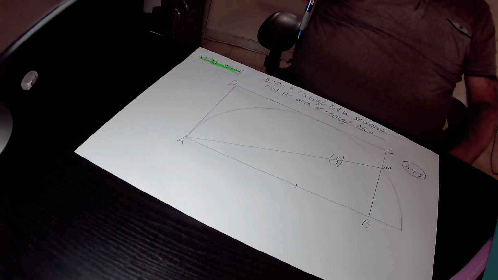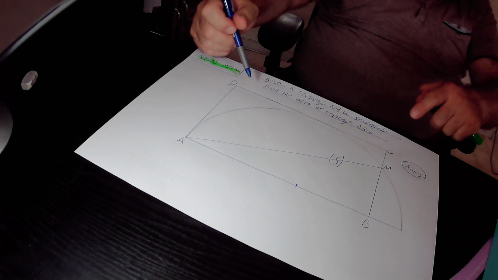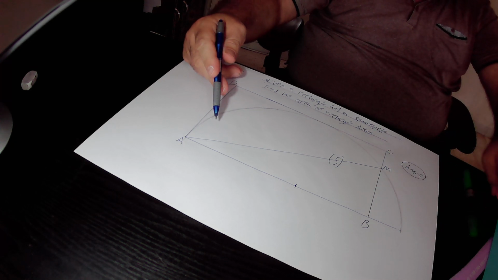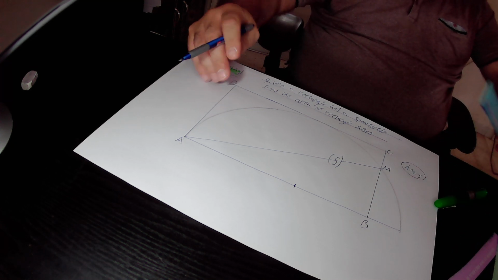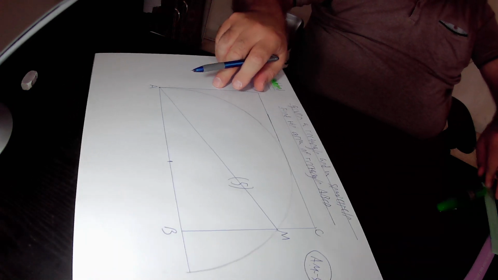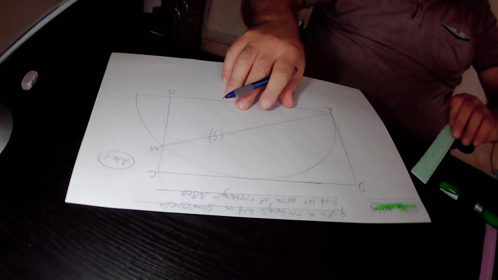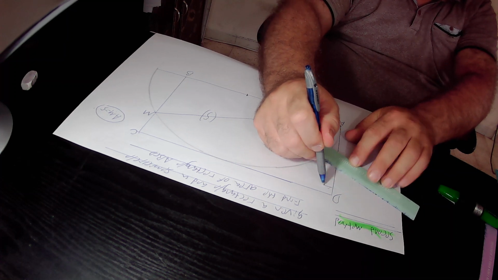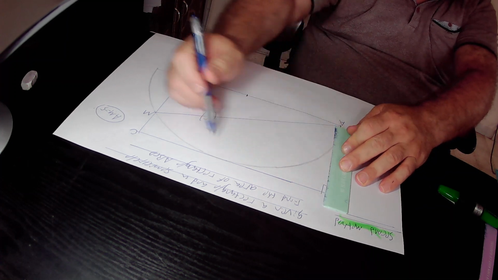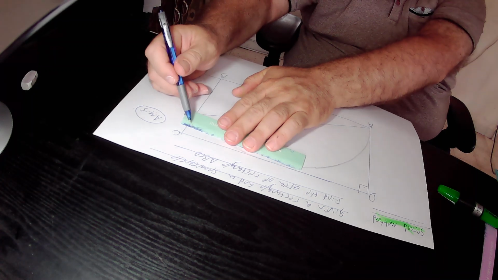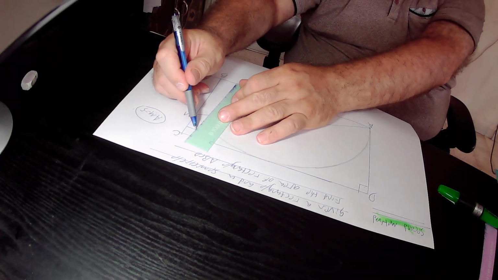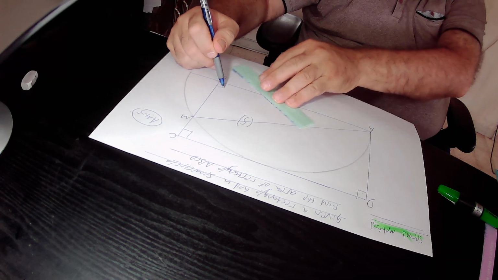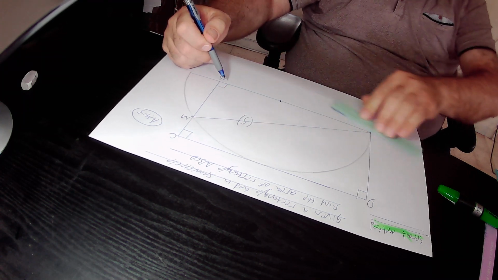Because ABCD is a rectangle, all four angles inside rectangle ABCD are right angles. So this is a right angle. This is also a right angle. This is a right angle. And finally, this is also a right angle.